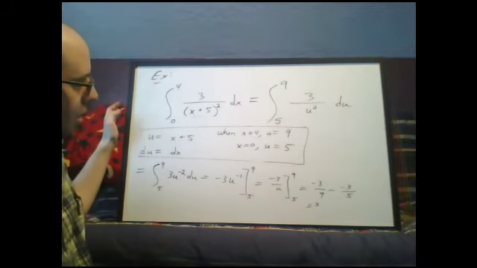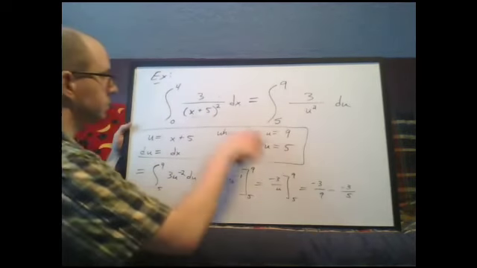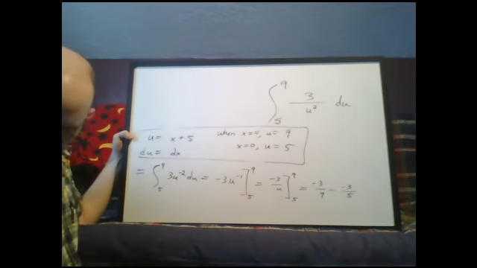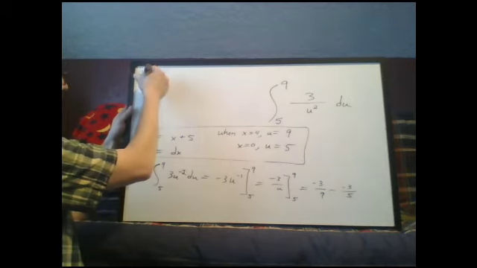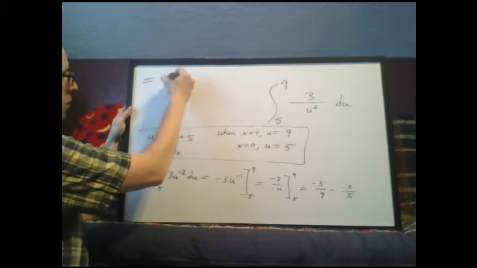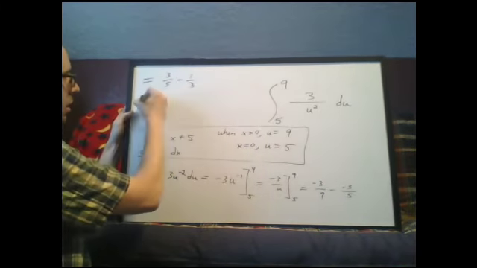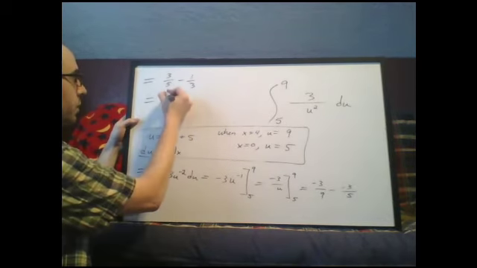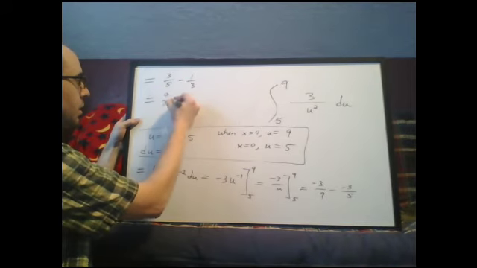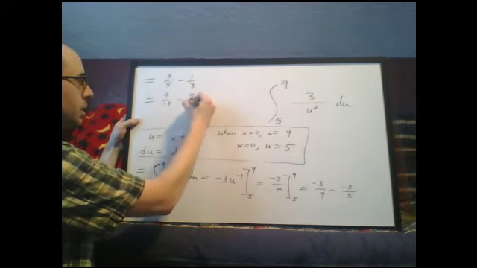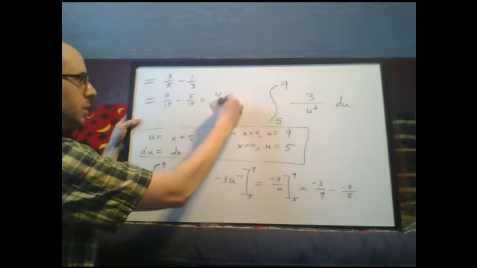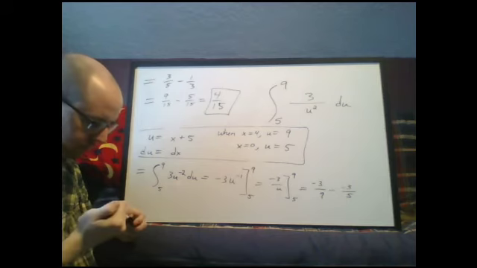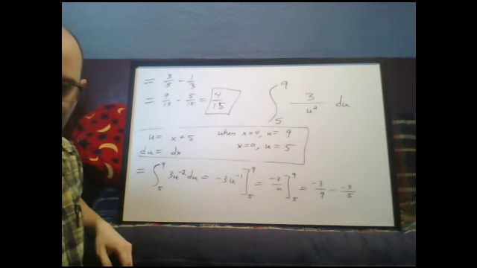I can forget that x ever existed. This becomes 3/5 minus 1/3, which is 9/15 minus 5/15, which is 4/15.